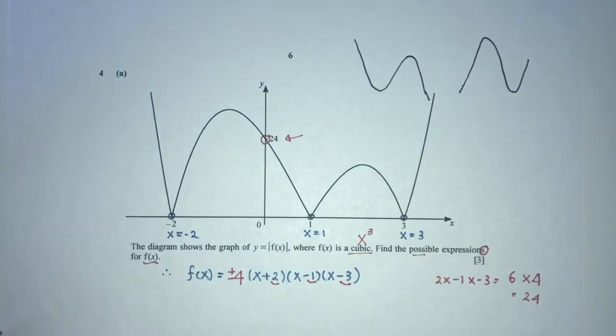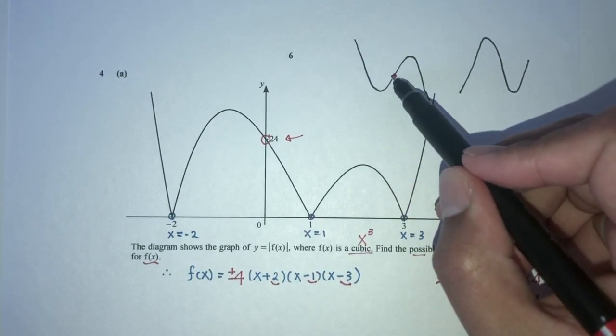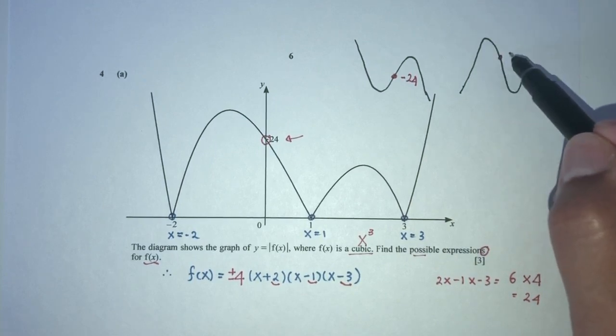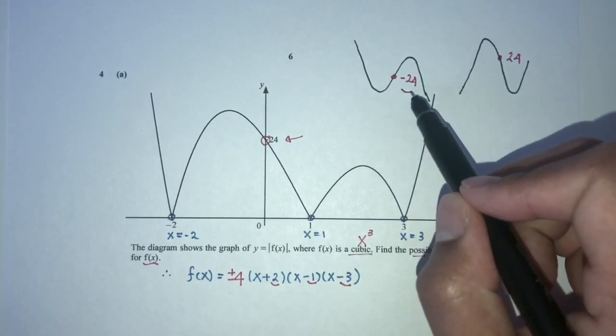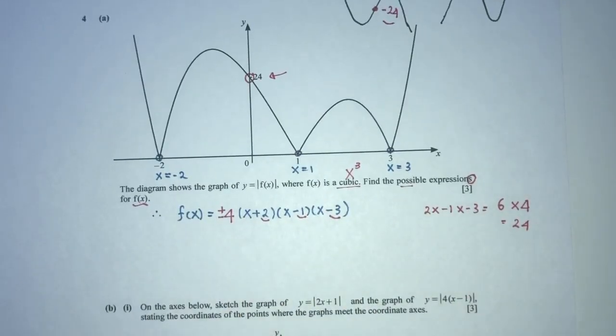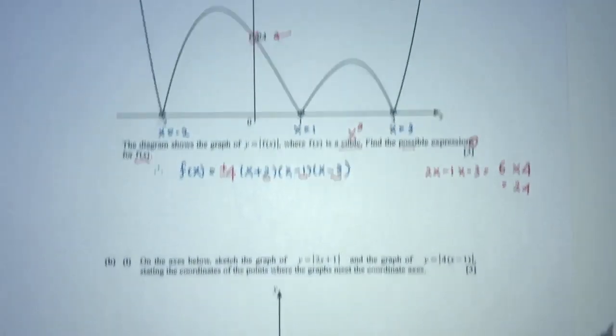As you can see, in this case, the y-intercept would have been minus 24, and in this case, the y-intercept is 24. Because of these two variations, two possibilities, we have to take into account having this plus minus in front of the 4. This is your question part A.